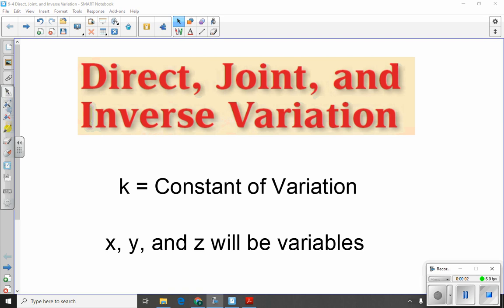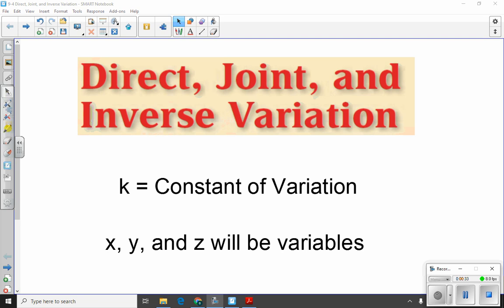Hello. Today we're going to be talking about direct, joint, and inverse variation. These are different types of relationships that relate values to each other. The big thing you need to know is that in all three of these relationships, there is some value k that is called the constant of variation. K is the constant of variation, which means that number's not going to change. If x and y change, the k will not.